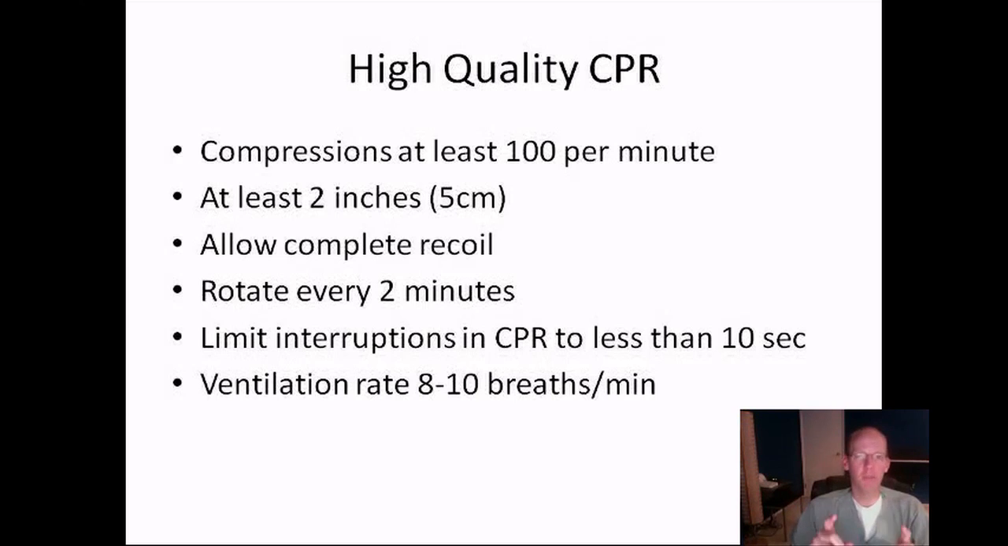You have to rotate your compressors every 2 minutes. The reason for this is studies using mannequins, where you can assess the quality of the CPR. People start wearing out pretty quickly. By 2 minutes their effective rate of CPR has fallen off dramatically. They are often able to maintain the adequate rate, but their depth starts falling. They're not able to go as deep, and they start leaning on the chest. Both things adversely affect the quality of the CPR.